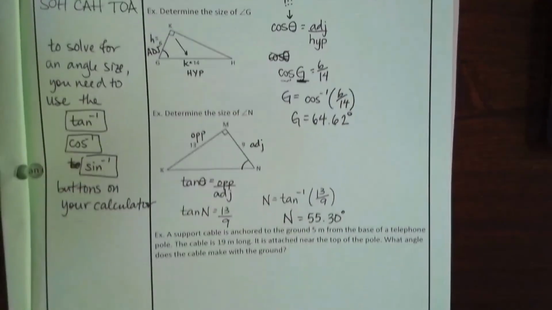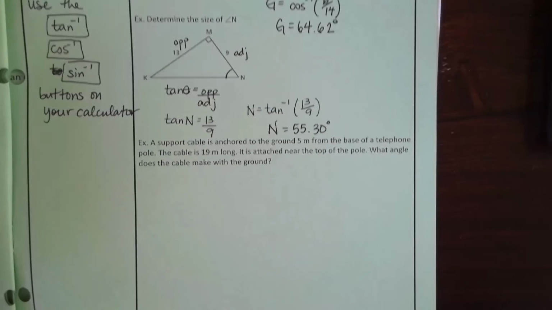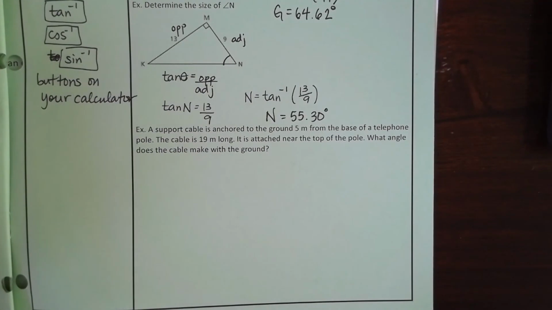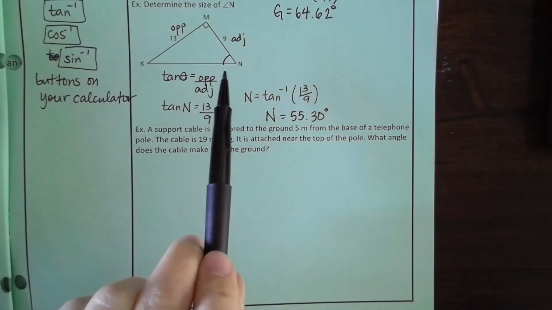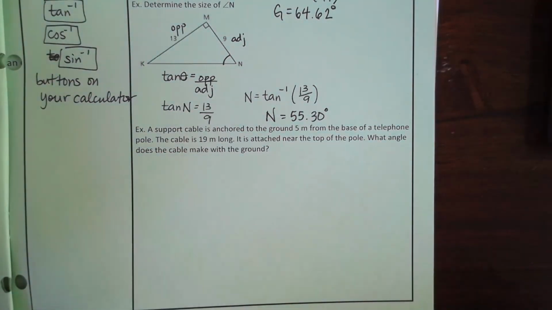Okay, let's do a quick problem, because trig is actually used a lot in problem solving. If you do any kind of construction work, you might need to calculate angles using trig. So we're going to ultimately solve a lot of word problem kinds of questions. In this problem, we're given a support cable anchored to the ground 5 meters from the base of a telephone pole. The cable is 19 meters long. It's attached near the top of the pole. What angle does the cable make with the ground?